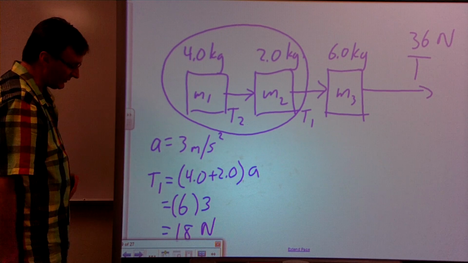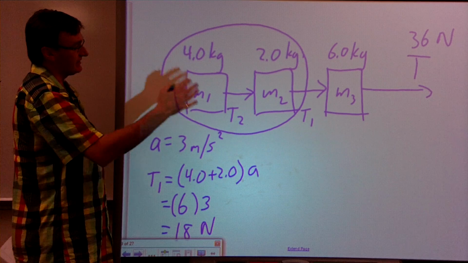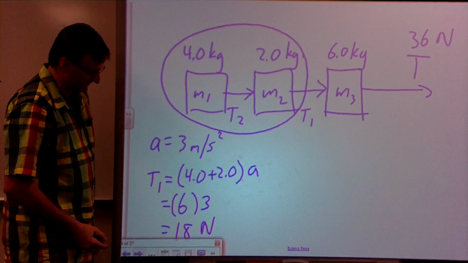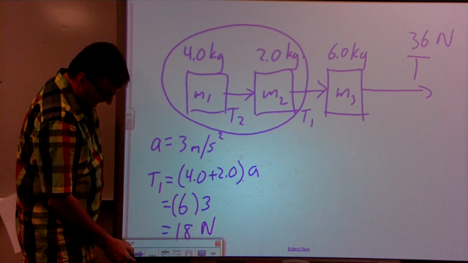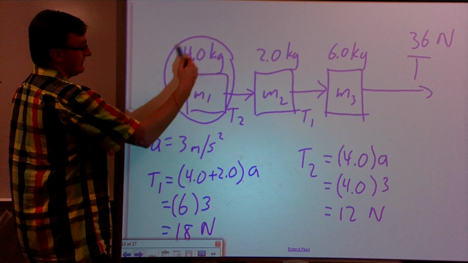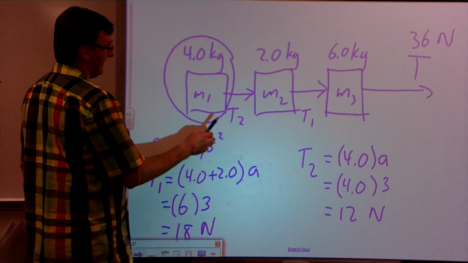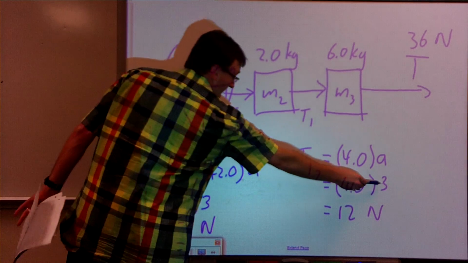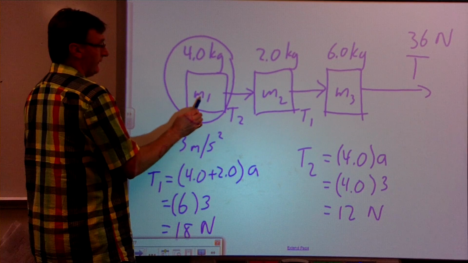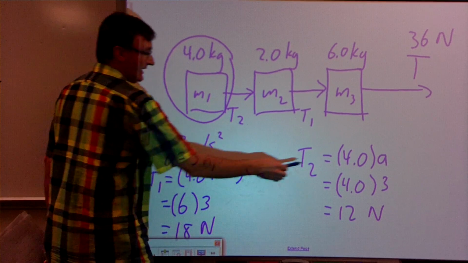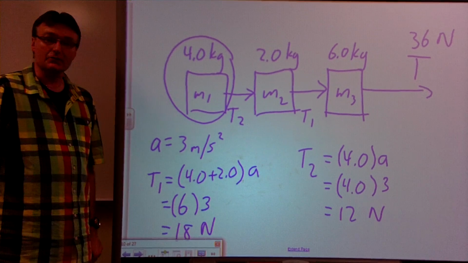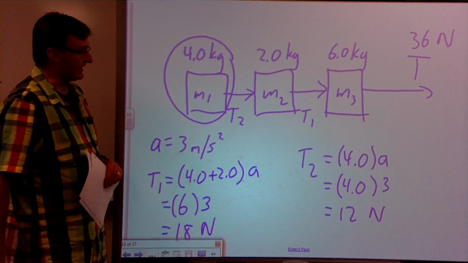We're using a little bit of algebra here to do that, but as you can see, it's useful to look at the whole system together and then to break it up into subsystems. Now that we have T1, it's a simple matter to find T2, because we just look at this mass by itself, and it also is accelerating at 3 meters per second squared. So T2 has to equal the mass M1, which is 4.0 kilograms, times its acceleration, and so T2 will be 12 newtons. So that's how we solve these kinds of problems.